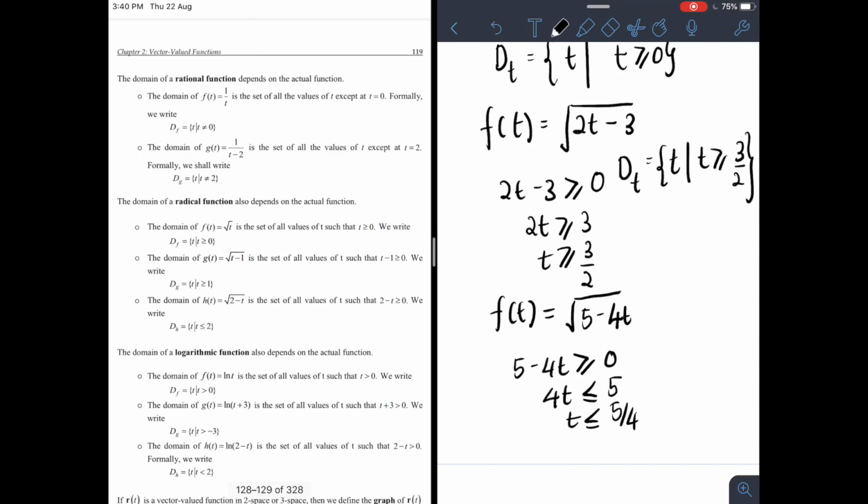So you will see that the inequality sign will change from larger than or equal to, to less than or equal to. So if you don't have any idea how it works, maybe you can refer to Google about the properties of inequalities. So you will have the domain of this radical function is equal to t such that t is less than or equal to 5 over 4.